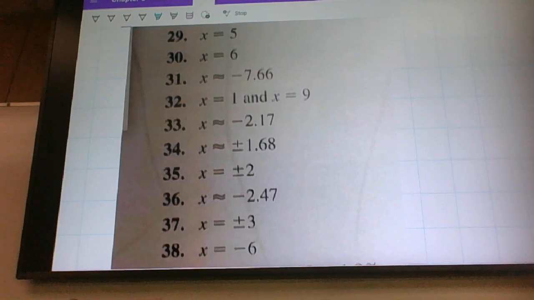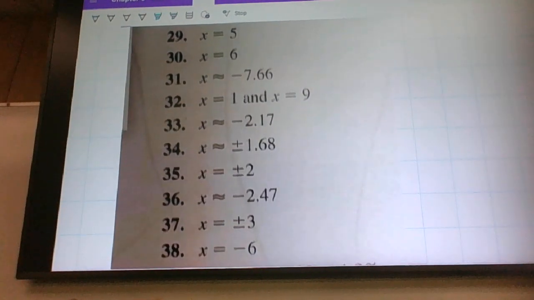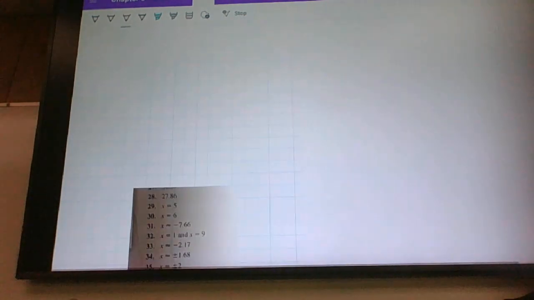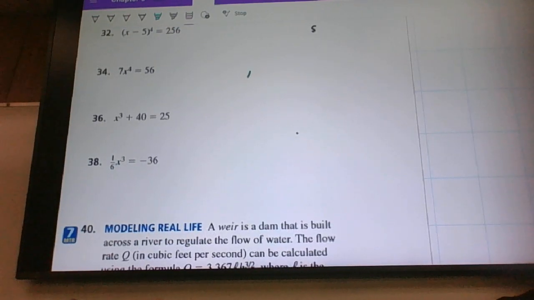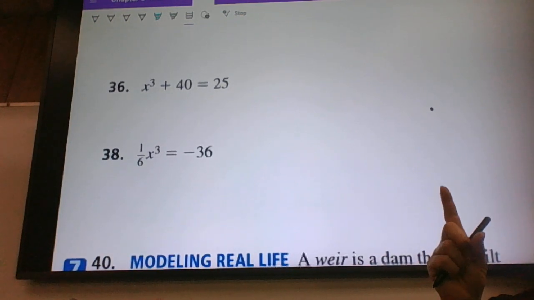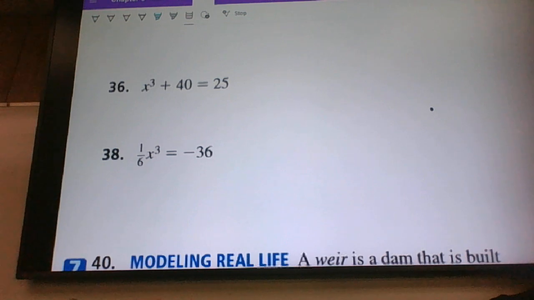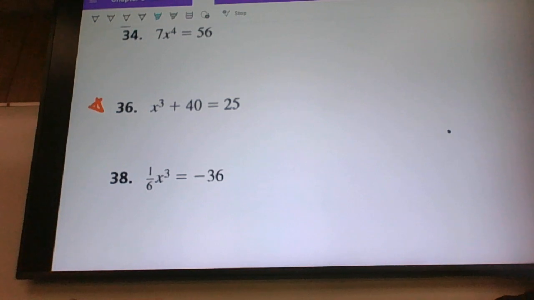Does anybody want to see any of these problems worked out? Which one should I do? Let's see, 36. Everybody, right now, everybody, we're going to do 36 and 38. Let's see how well you got this down.